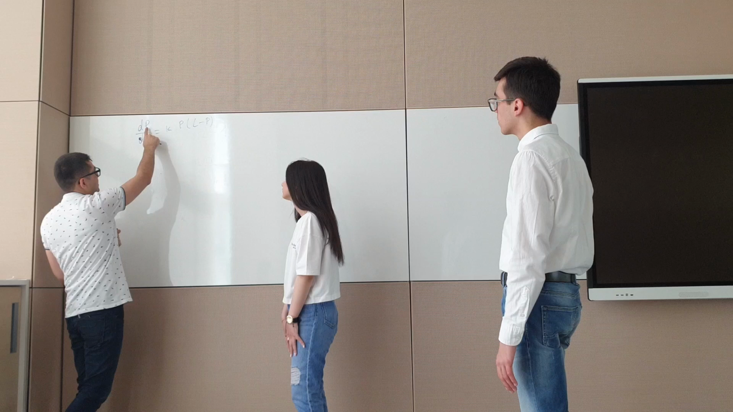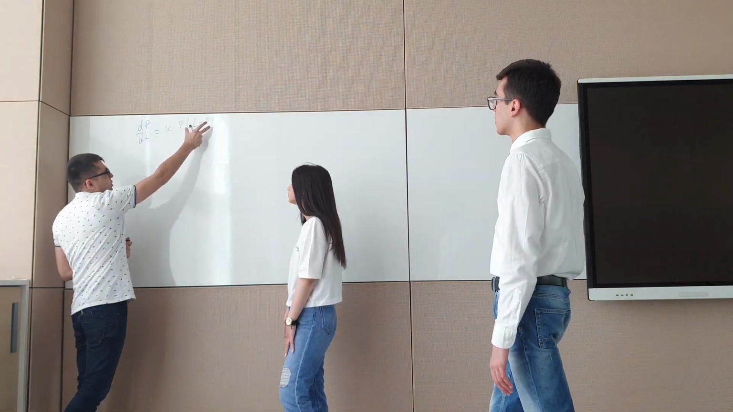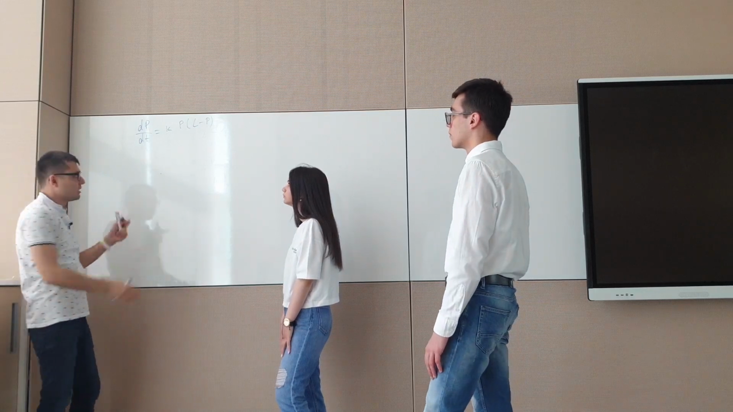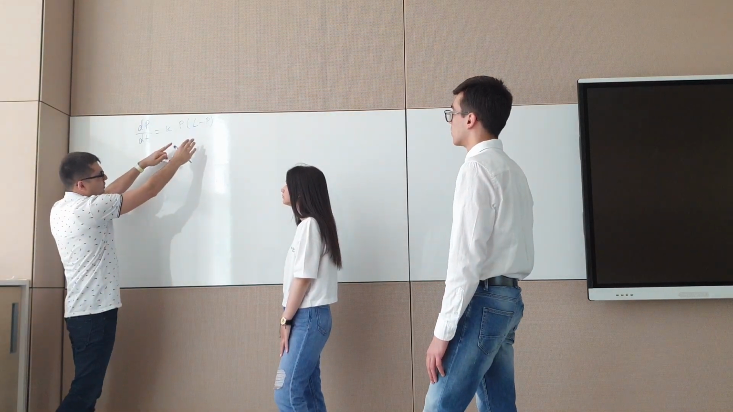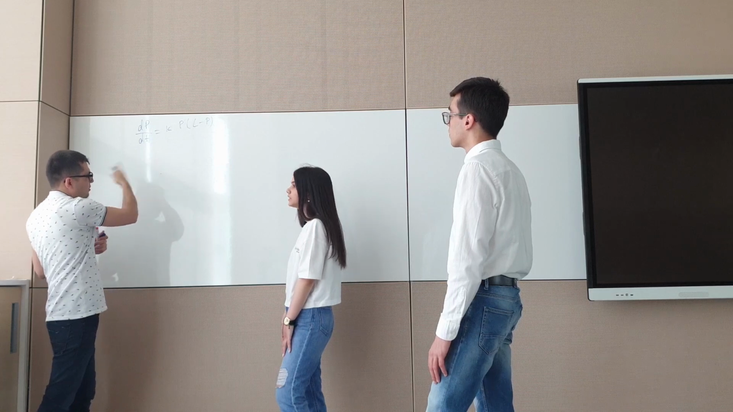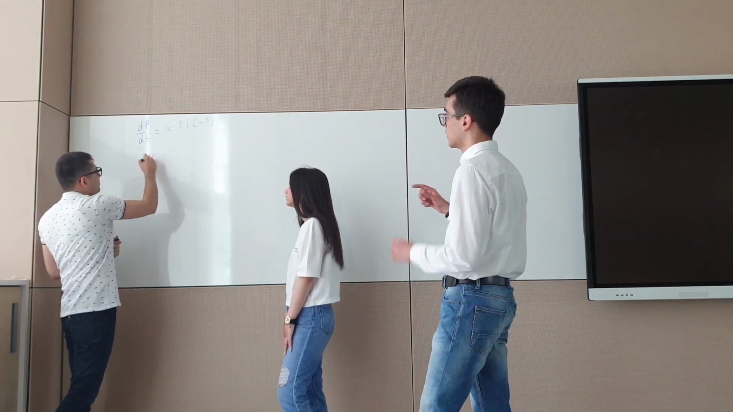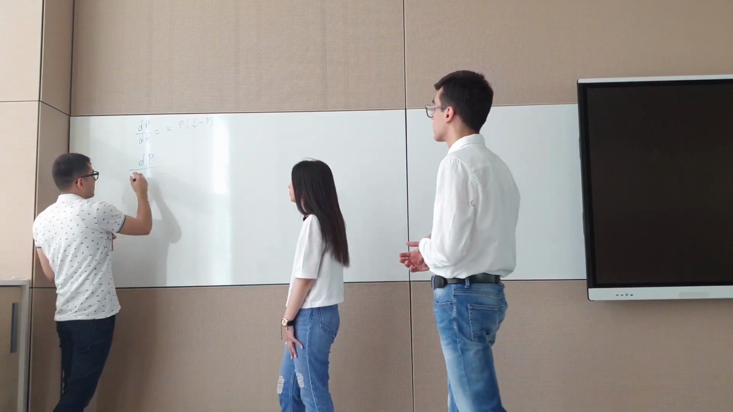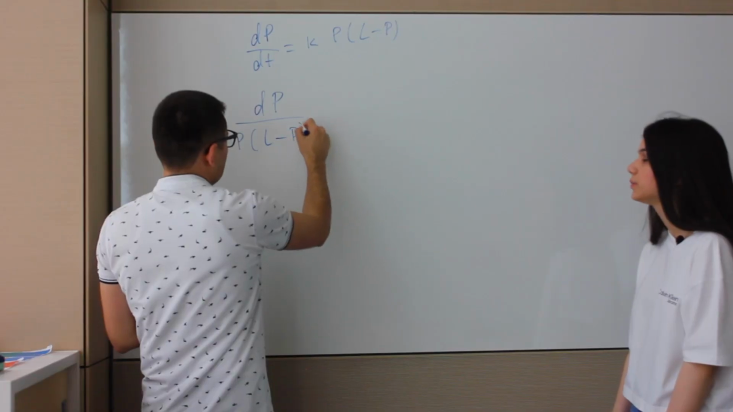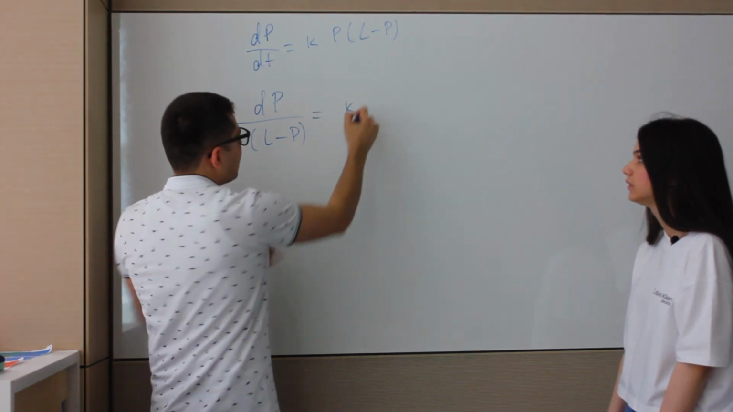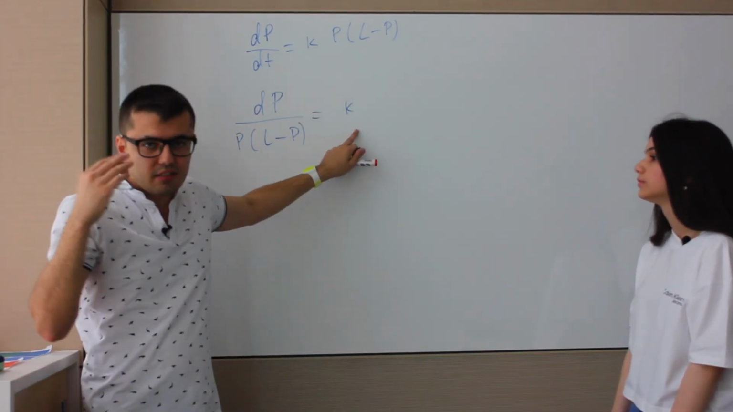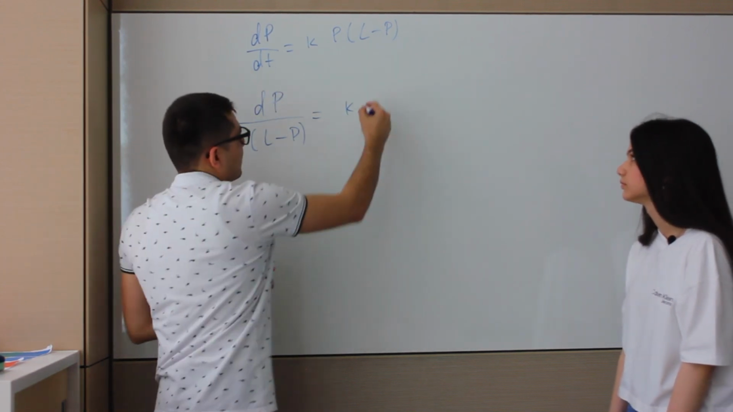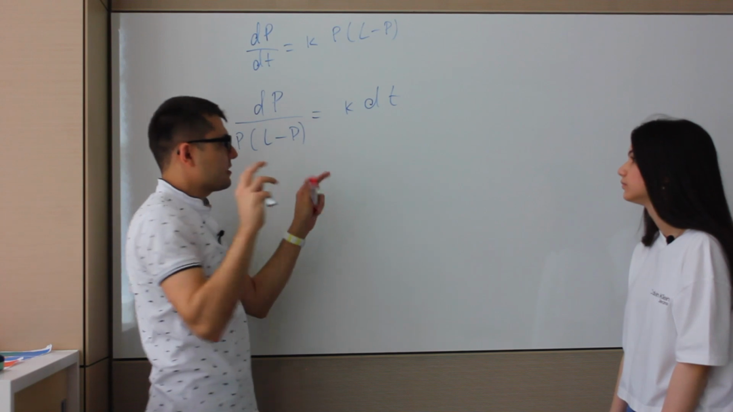So in our case, y is this one, and this one. We have to collect them, you choose the side. In our case, I'm going to collect all the y values to the left side, such that the differential should be in the denominator. So I'm going to write dP over P(L minus P), and that equals k. I'm going to leave k because k is a constant, just a number, and I'm going to move dt over here because it's kind of x.